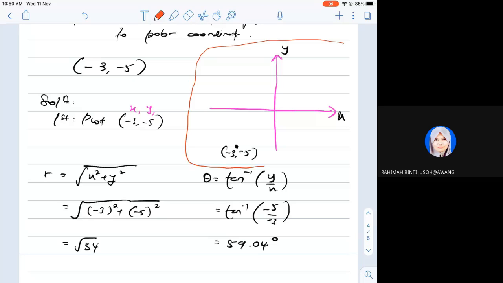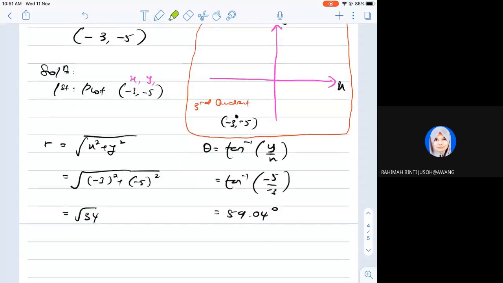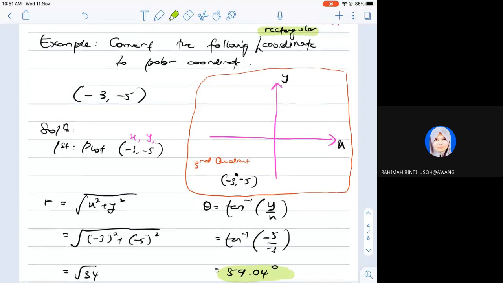Okay, now if you refer to this position, our position was in the third quadrant. Does this coordinate reflect the value of the angle here? No. Because this angle should be located in the first quadrant, right? That's why, as I mentioned earlier, for this type of question, you need to plot the coordinate first. Only then will you realise you are in the real world.